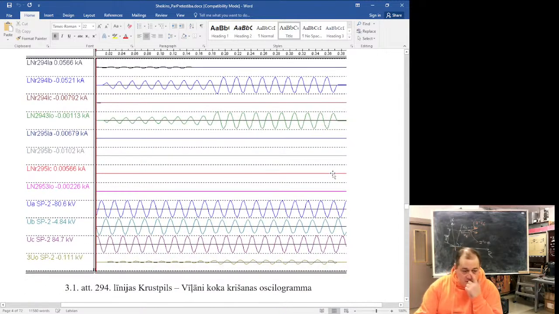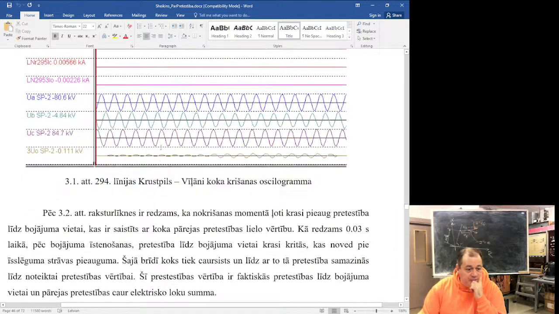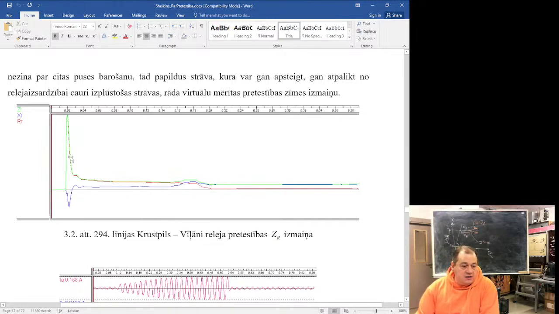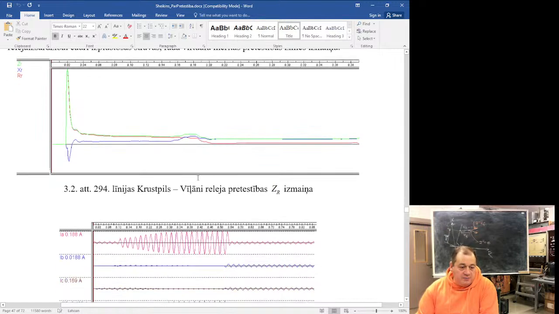Here is an actual fault recording. It's from an actual fault, B phase was fault. And here, this diagram shows the active and reactive part of the transient resistance. Blue line is the imaginary part, green line total resistance, and red line the observable real part.